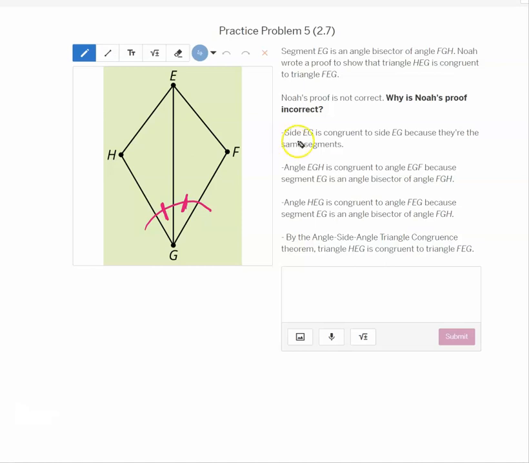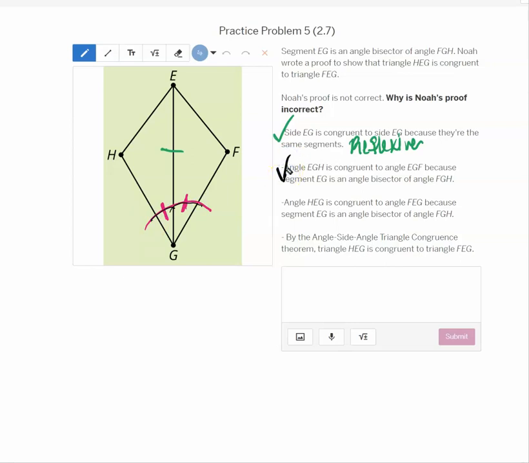So let's see if he used the correct logic here. The first he said, side EG is congruent to side EG because they're the same segments. That's this here. Yes, that's correct, right? Because it's reflexive. He didn't say that because he's just using his own verbiage, but we know that that's reflexive. Okay. The next one he says angle EGH is congruent to angle EGF because segment EG is an angle bisector of FGH. So that's what they told us up here. EG is an angle bisector of FGH. And that's the pink ones that we already drew here. So yes, that's correct. That's what they gave us, right?